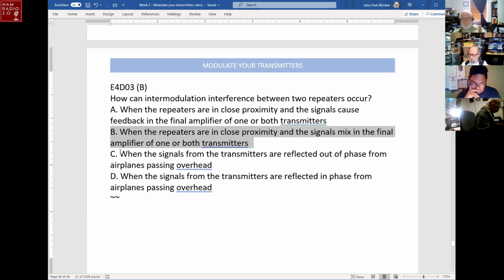C is a fun answer. The signals from transmitters are reflected out of phase from airplanes passing overhead. I suppose that's a possible scenario, but the signals coming back are going to be pretty weak. And the same thing is true with the airplanes passing overhead in C and D. Forget the airplanes. It's the mixing in the amplifiers.